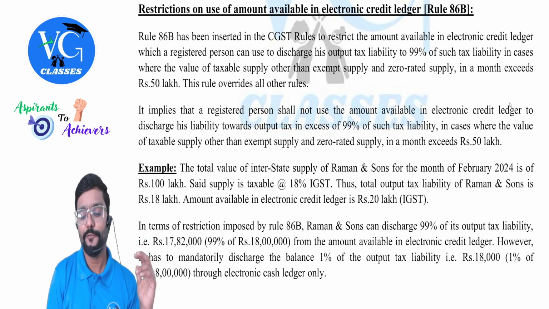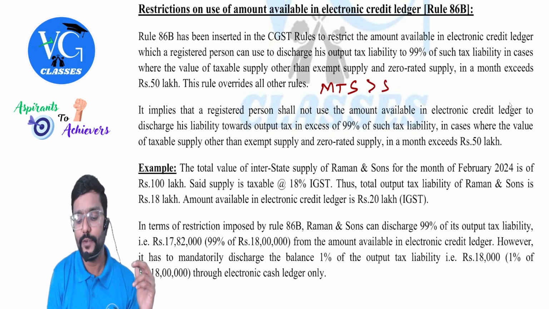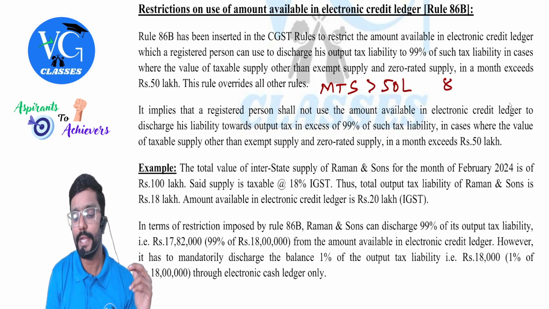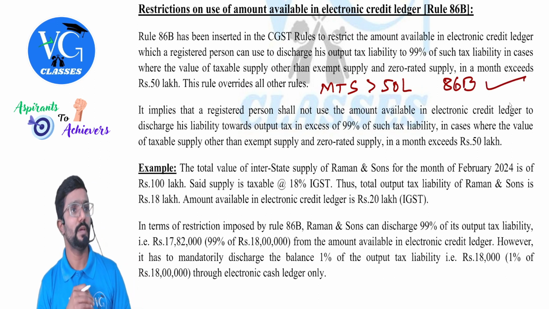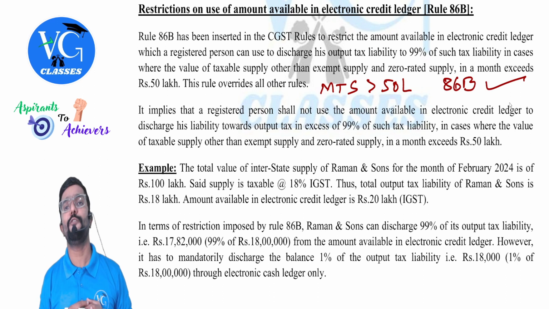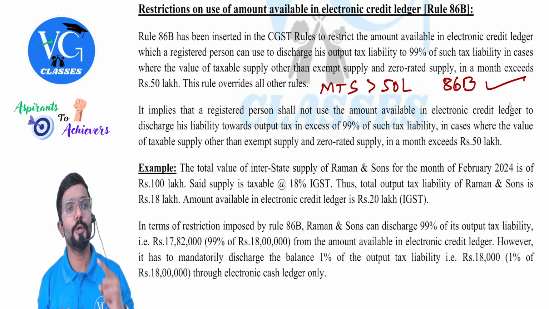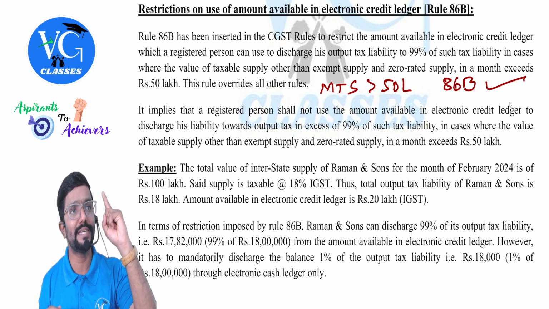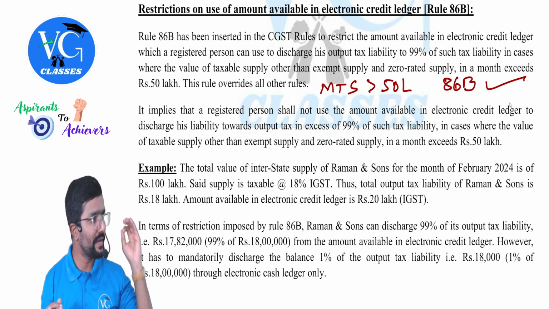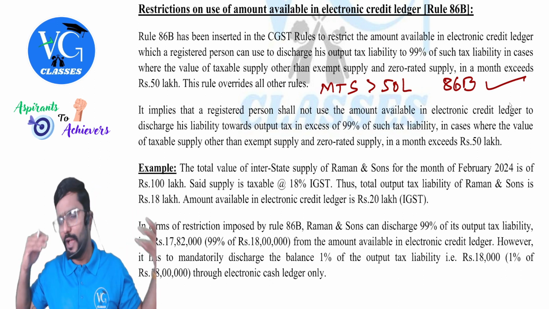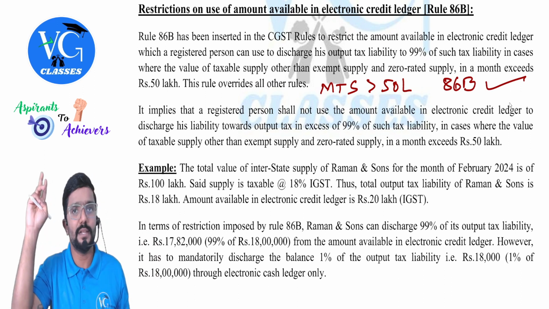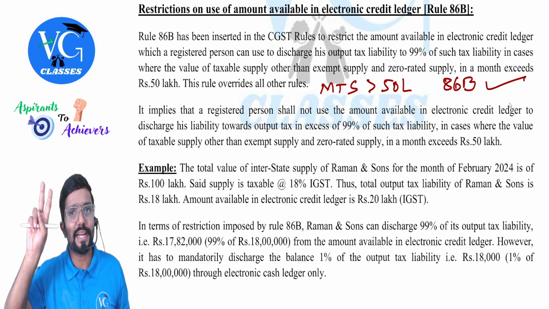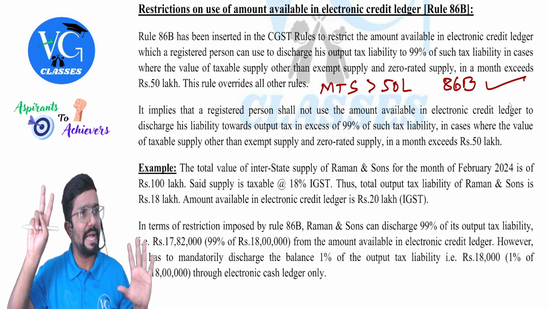Guys, listen here. If my monthly taxable supply is more than 50 lakh, they're telling rule 86B is applicable for me. If rule 86B is applicable for me, then I need to pay at least 1% of my output tax in the electronic cash ledger. Sir, I have full credit, sir. Still, you cannot use it. For example, guys, listen. My output tax is 20 lakh. I have a credit of 25 lakh.